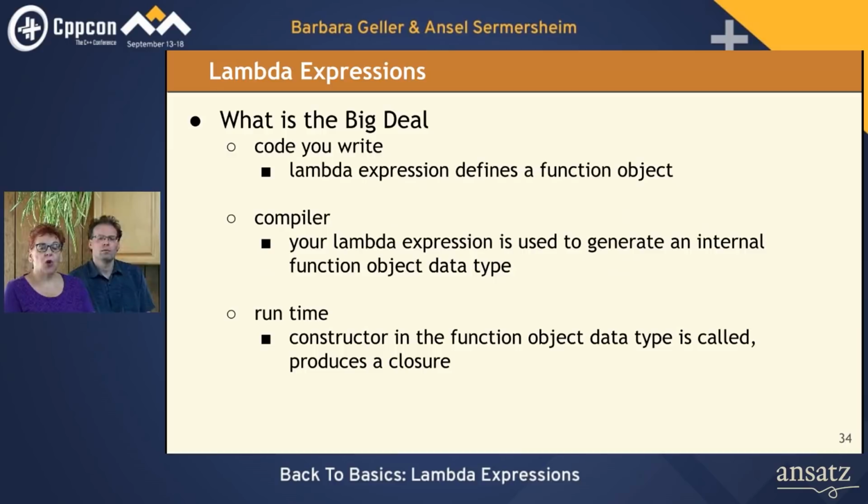So here's how it actually all works. And this is the slide we say is sort of like the takeaway. You write your Lambda expression. The compiler will generate the function object data type. Remember the function object data type? This is the class with all the boilerplate. And there's a lot of pieces the compiler will write, and it knows exactly how to do it. At runtime, the constructor of this function object data type is called. This is what produces a closure.